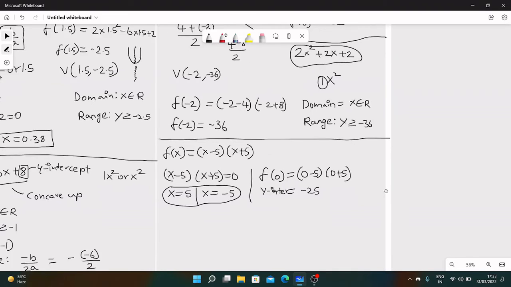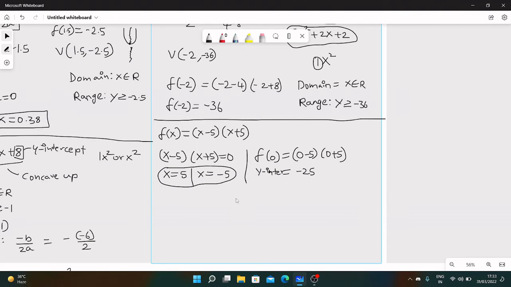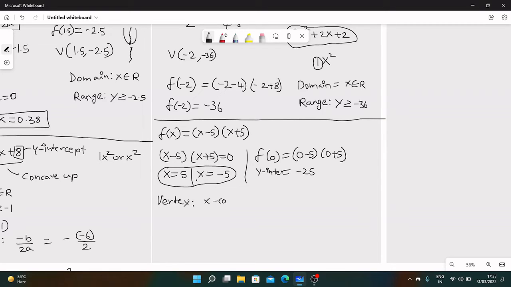It's very crucial to find the x and y intercepts first, because that's what is going to help us find the vertex, right? Because we need to know the intercepts, add them up, divide by 2, all of that. So to find the x coordinate of the vertex, we will do 5 plus minus 5 divided by 2. 5 minus 5 is 0, 0 divided by 2 is 0. Our x coordinate is 0.